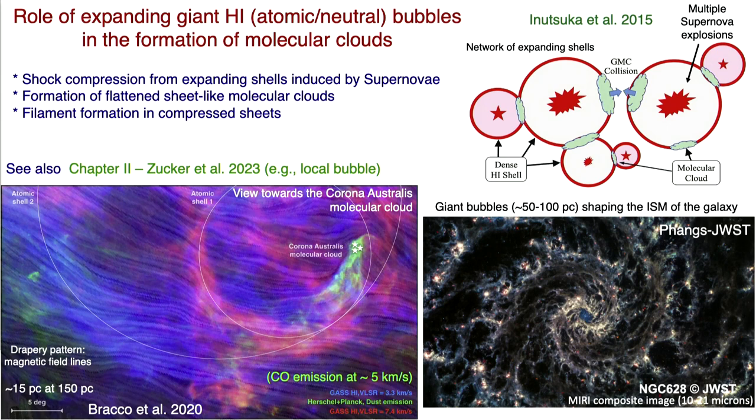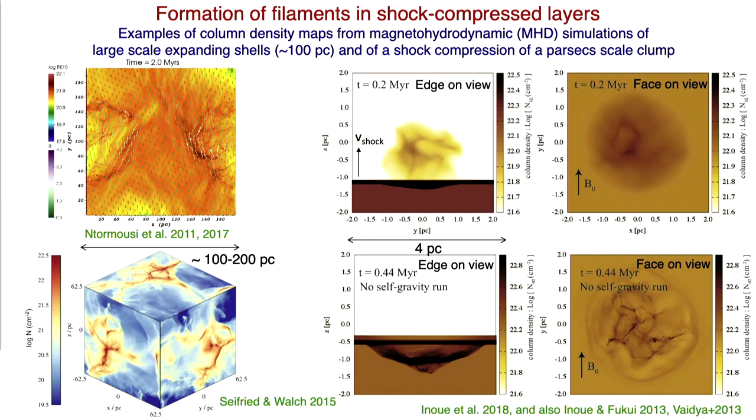This expansion of bubbles compresses molecular clouds into sheet-like structures where filaments form, and in particular, star-forming filaments form. In the following, I will discuss the formation of the molecular filaments that lead to star formation. Here I show a few examples of numerical simulations studying the effect of expansion of large-scale bubbles on the ISM, on the left-hand side, and then on the right-hand side you can see a smaller, parsec scale simulation, which shows very nicely how the propagating shock compresses an initially roundish spherical clump into a compressed 2D sheet-like structure where filaments form.